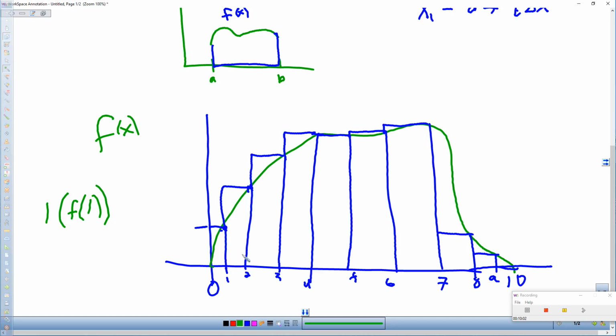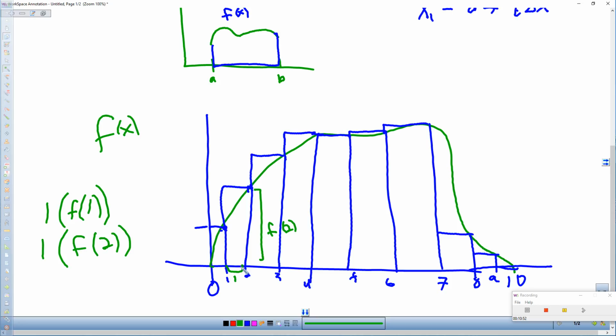Okay, how do we get the area of the second one? What's the width of the second rectangle? 1. What's the height? F of 2. So we've got the width of 1 right here, and the height, f of 2. Why are you multiplying it by 1? What's the area? How do you get the area?